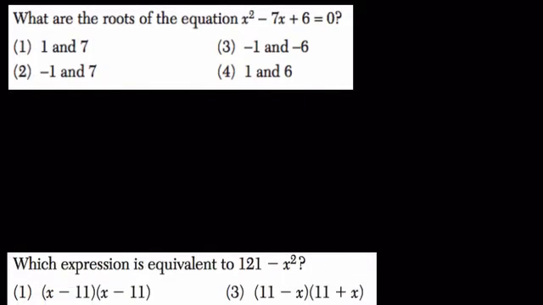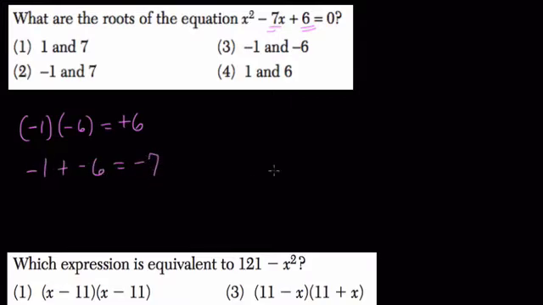What are the roots of this equation? Well, we're looking for factors of 6 that add up to negative 7. So I know that negative 1 times negative 6 is equal to positive 6. When we multiply them, we get 6, and if we add them, we get negative 7. So those are our roots, almost, right?